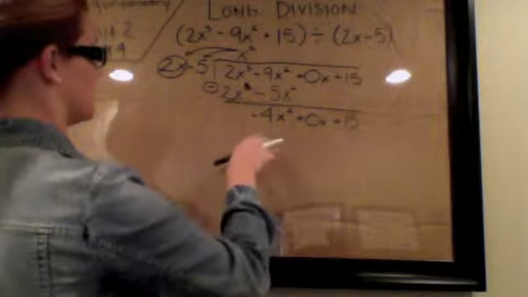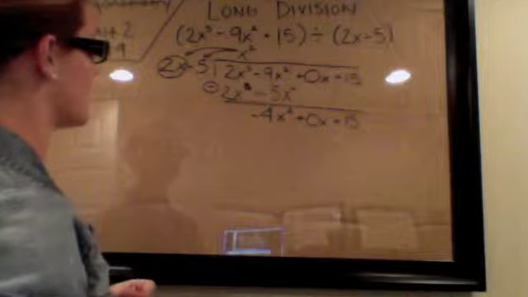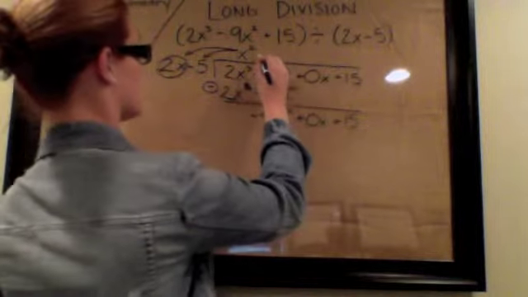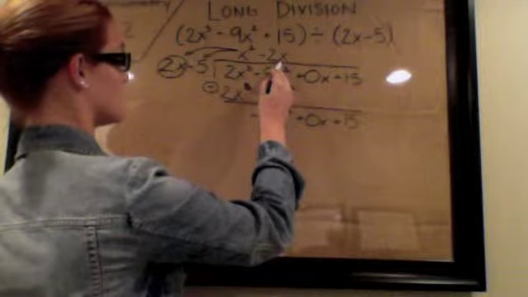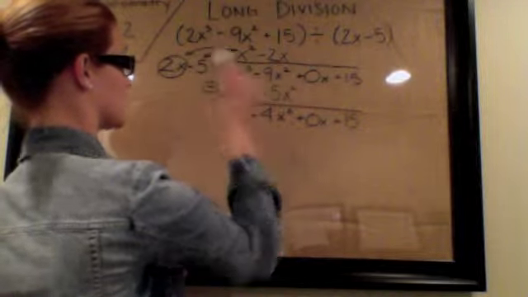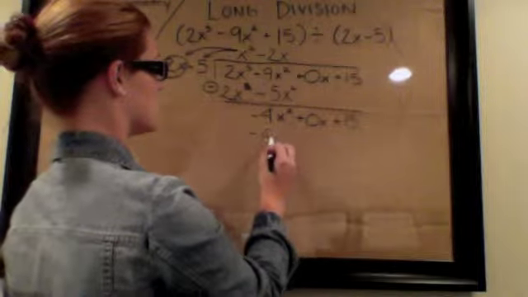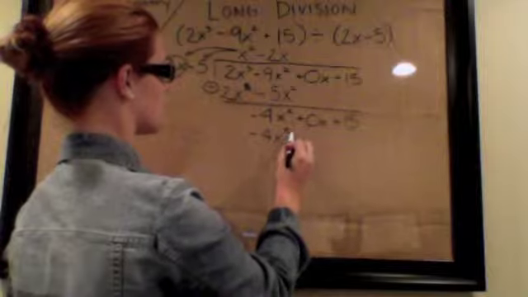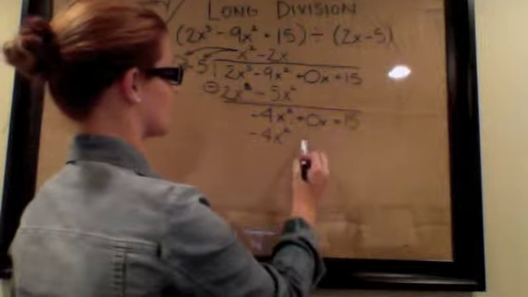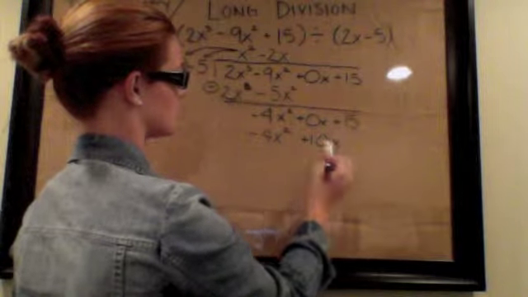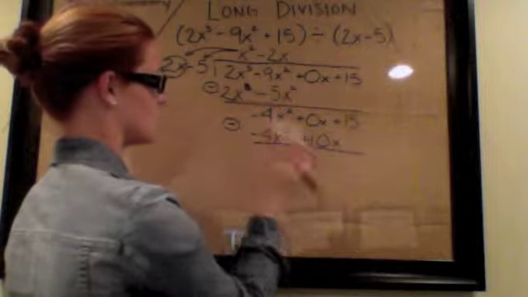I'm now asking myself, how many times does 2x go into negative 4x squared? Well, the answer would be negative 2x. So now I take my negative 2x and multiply it into both of my terms being divided. Negative 2x times positive 2x gets me negative 4x squared. Negative 2x times negative 5 gets me plus 10x. Once again, I draw my line, and I'm subtracting my two lines.